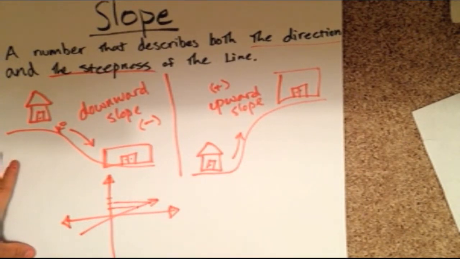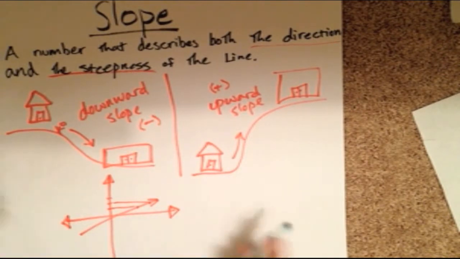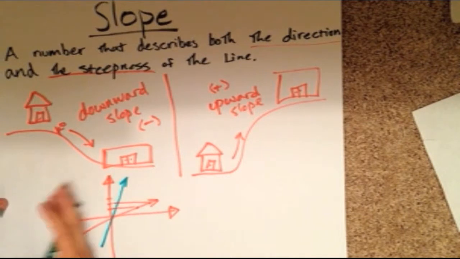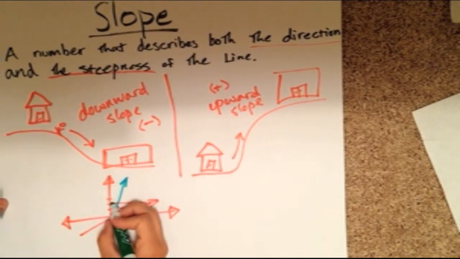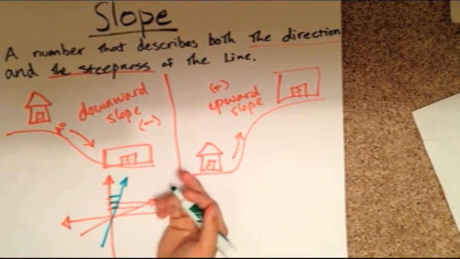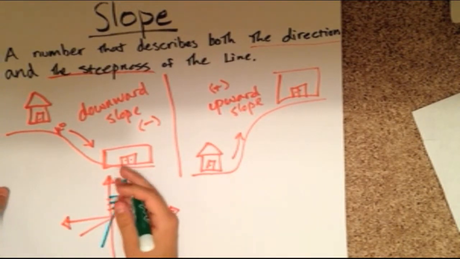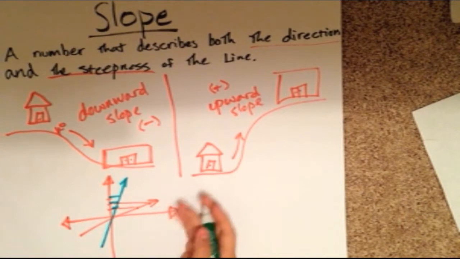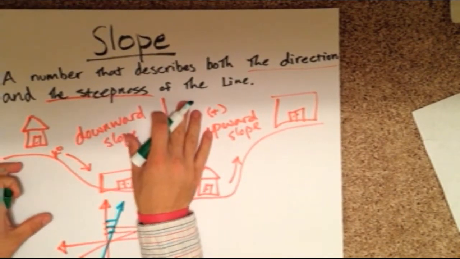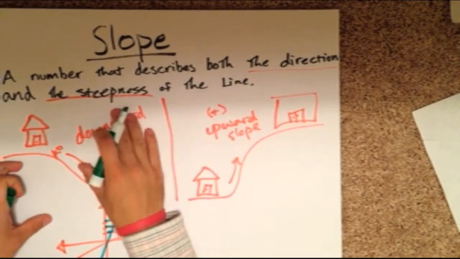But if we had a line that looked more like this, as we move from left to right, the y values are increasing much more rapidly. So this one would have a greater steepness. This one would be less steep. So that's how you determine the steepness of a line. Now we know both the direction and the steepness.